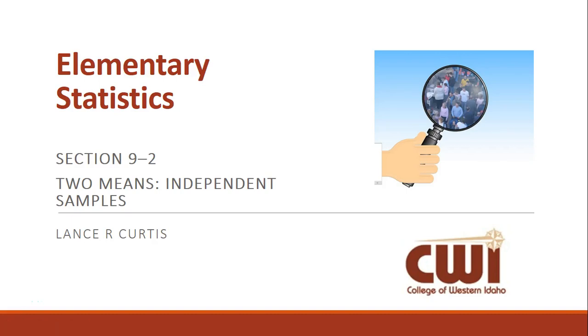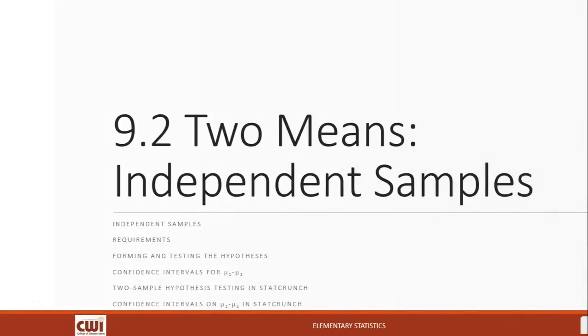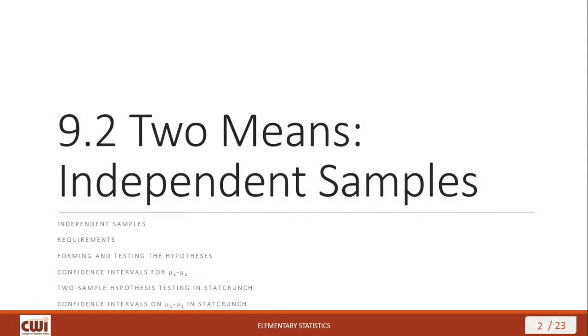I'm Lance Curtis. This is the lecture for section 9.2, two means, independent samples. Here in this lecture, we're going to look at evaluating the claim for two population means when we have independent samples. So naturally, the first thing we're going to do is talk about what are independent samples, and then we'll get into the requirements for our methodology, followed by how to form and test the hypotheses, how to construct confidence intervals on the difference between two means, and then we'll get into using StatCrunch to perform these same functions. So let's dive in.